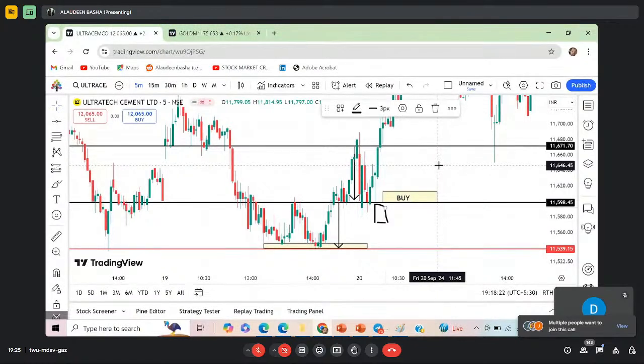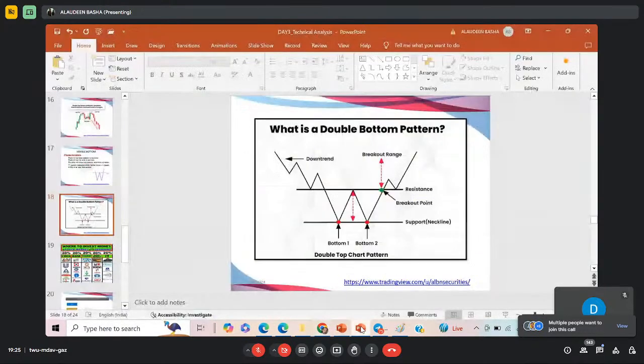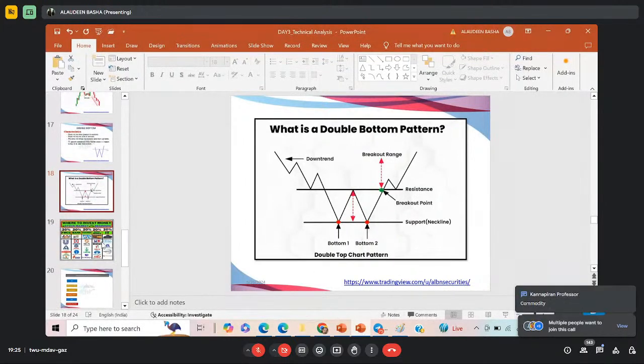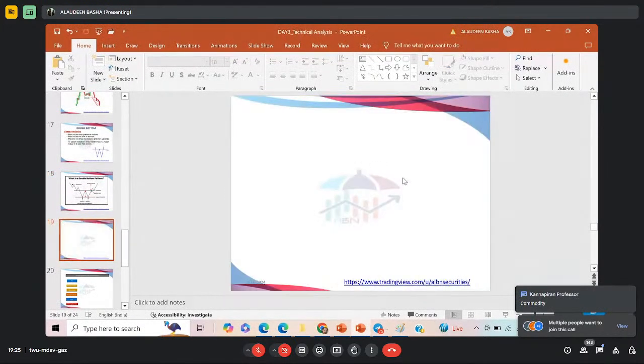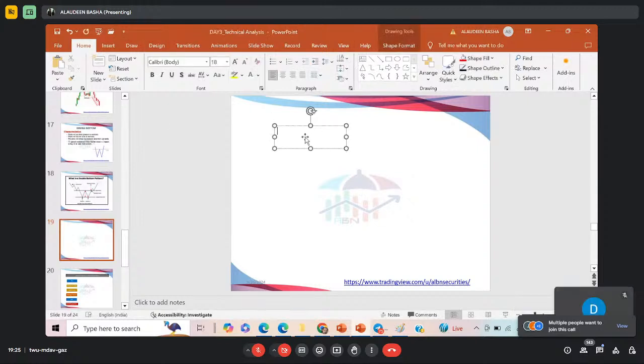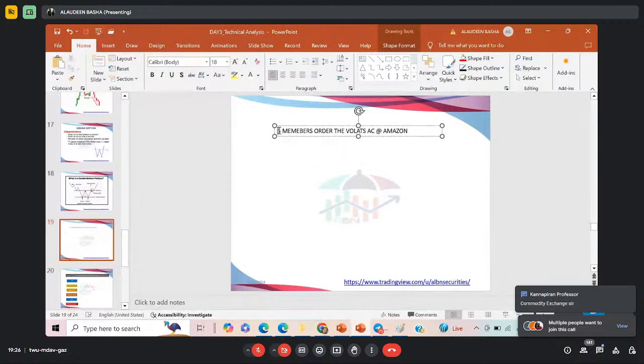Okay, I will explain. The first one is the stock market. Without having any product, you can first sell it and buy it later. In a real-time example, I will show you how. For example, 5 members order a Voltas AC at Amazon. Correct. This is the first point.